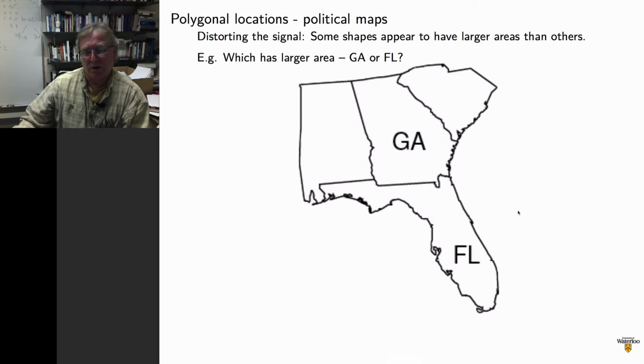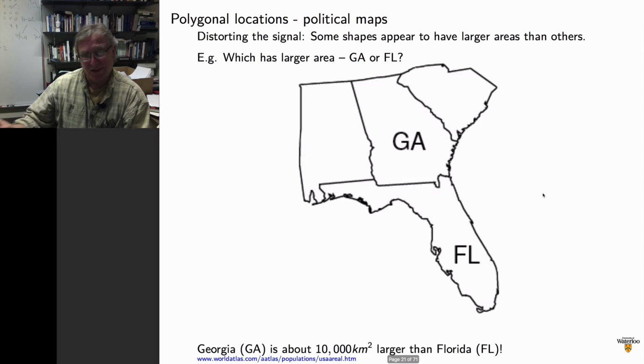So we think about which is larger here, and certainly most people would suggest that Florida is the larger area than Georgia, and so that may be okay if the population of Florida is proportionately larger than the population of Georgia. But if it's the other way around, then it's not being very accurate when we're looking at these areas. So you say, well, Florida is larger than Georgia. Unfortunately, of course, that's not true. Georgia is about 10,000 square kilometers larger than Florida.